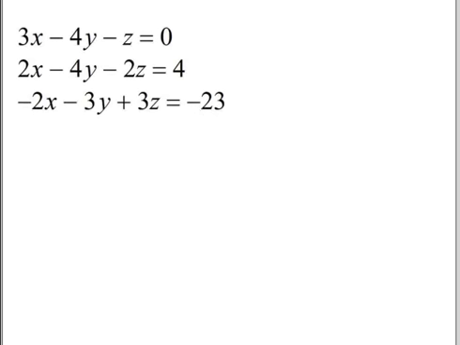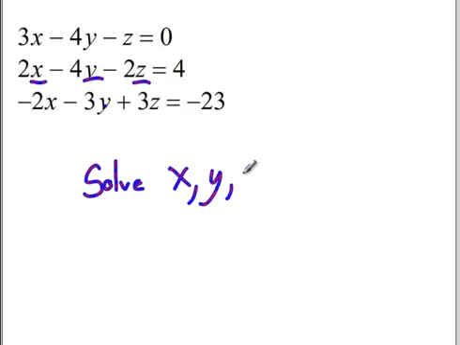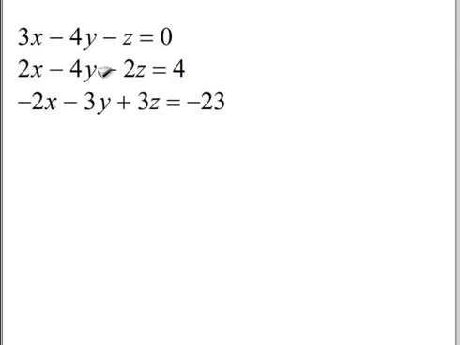Okay, my objective here is to solve for my three unknown variables, x, y, and z. So I'm going to solve for x, y, and z. And since I have three unknowns and I have three equations, I can do that. So I can solve for my three unknown variables.